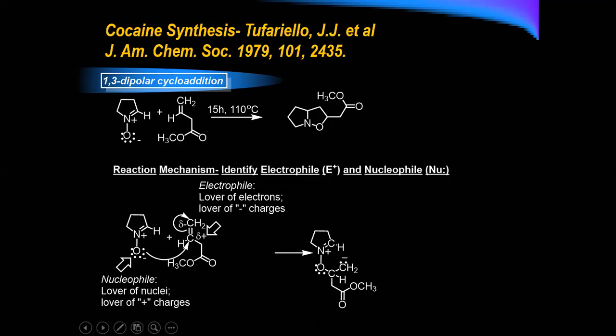The N plus. Okay, that's a good assumption. But again, I'm trying to make a 5-member ring. If it attacked the nitrogen, it'll be a 4-member ring. But I'm trying to cyclize this to a 5-member ring. This carbon is more electrophilic. It's a more electrophilic site. Even though the nitrogen is positive, it's going to attack here, right?